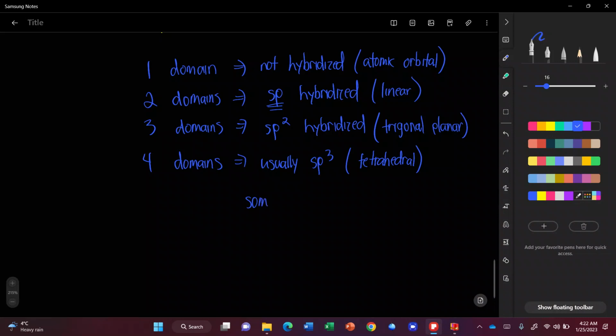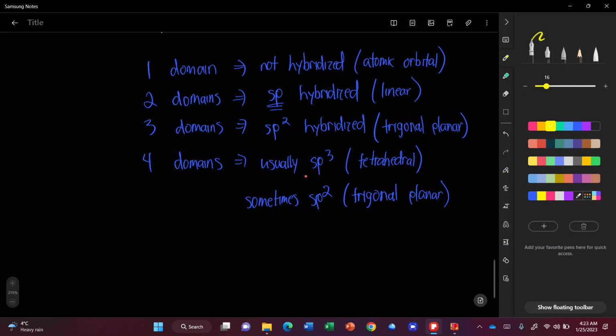But sometimes it will be sp2, and when it's sp2, it'll be trigonal planar. And that sometimes is what we already talked about before. So that applies when you have a lone pair that is adjacent to a pi bond. So let me give you some examples of that. Let's do some examples of all of them.